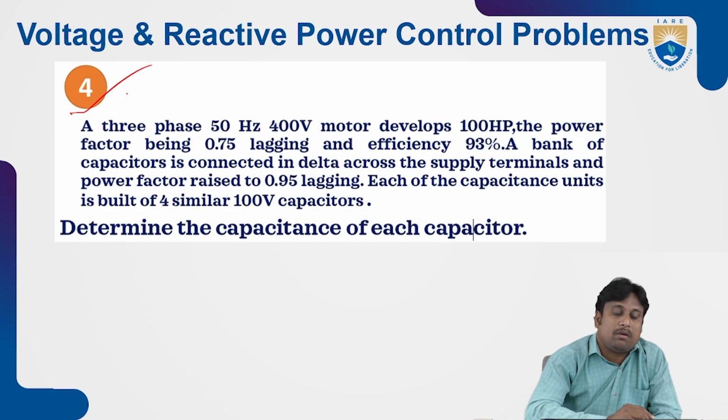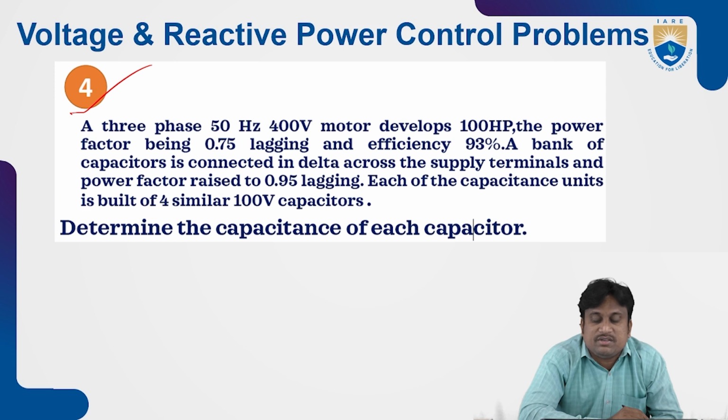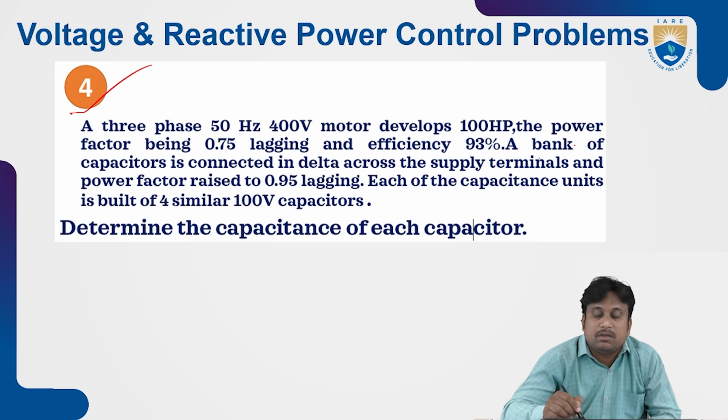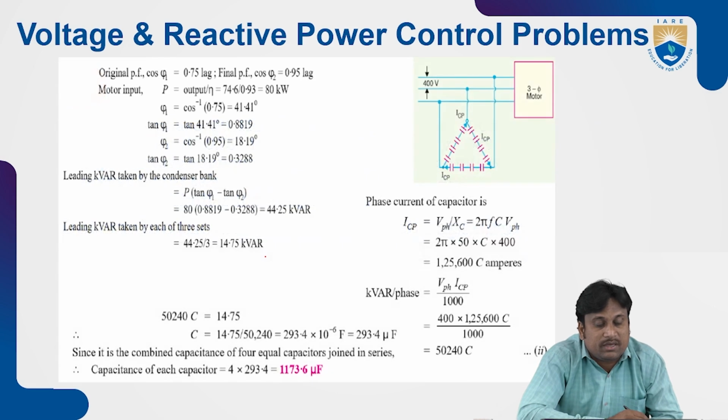Coming to the next problem case: a 3-phase, 50 Hz, 400 volts motor develops 100 HP, with a power factor of 0.75 lagging and an efficiency of 93%. A bank of capacitors is connected in delta across the supply terminals and the power factor is raised to 0.95 lagging. Each capacitance unit is built from 4 similar 100 volts capacitors. Find the capacitance of each capacitor.